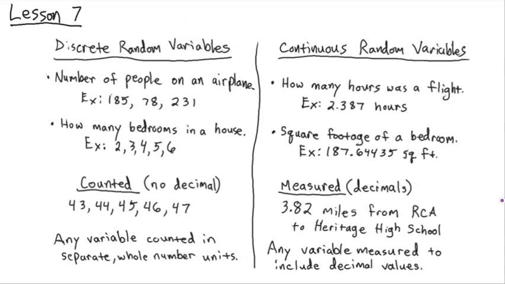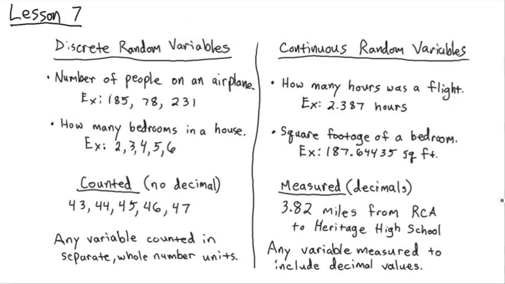On the other hand, we can measure how many hours a flight is in decimals. We can say that a flight is 2.387 hours. We can use decimals. And that's the main difference between discrete random variables and continuous random variables. In general, discrete random variables are counted in whole numbers, where continuous random variables can be measured in decimals.